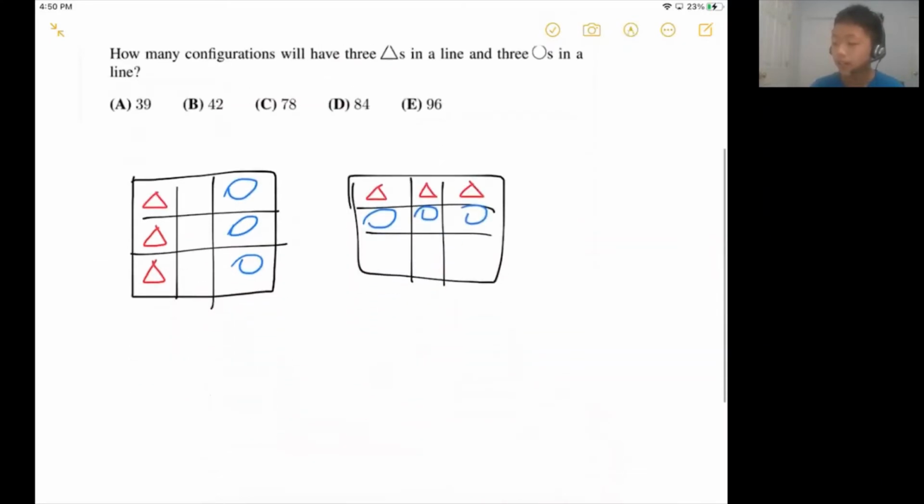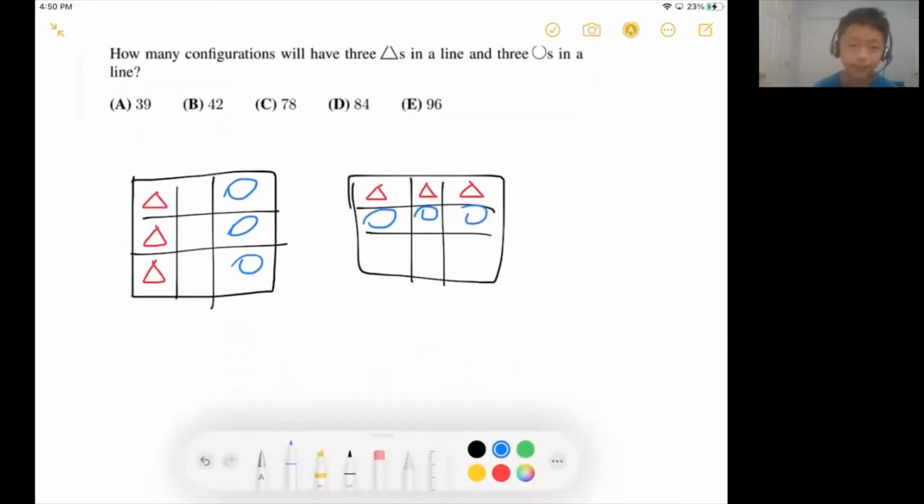So let's first take a look at this first case. These 2 cases are very symmetrical, so technically you only need to do work for one of the cases and then double it. So let's take a look at this case, right? If you have a column of 3 triangles and a column of 3 circles, notice that you have 3 columns in total, right? You have 3 columns in total.